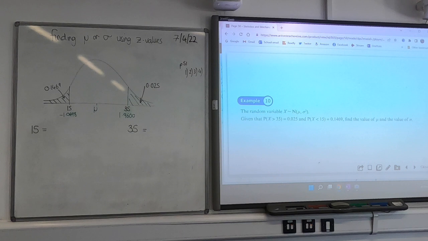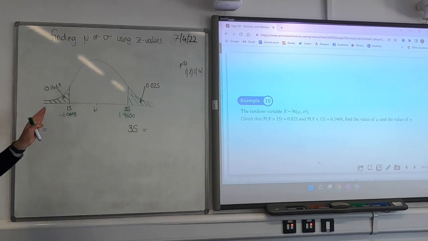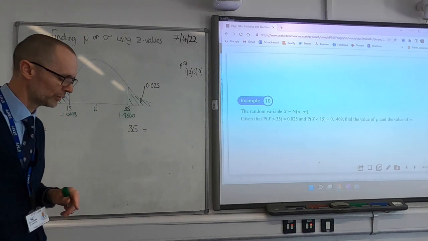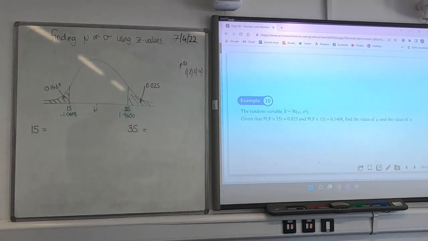All the Z values in the table are positive, so you've just got to remember if it's a value below the mean, then you have to make it negative. But the calculator deals with that problem for us, so yet more reason to use your calculator.